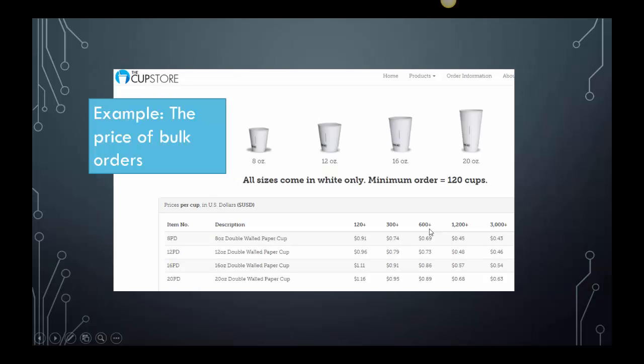All right. Some other examples to show you other places this could occur. So I just went on the internet and I found this called the Cup Store. And you can see they have different kinds of cups, so different sizes, 8 to 20 ounces, and then they start changing the price of how much they charge you per cup based on how many cups you buy. So different discounts at different quantities.